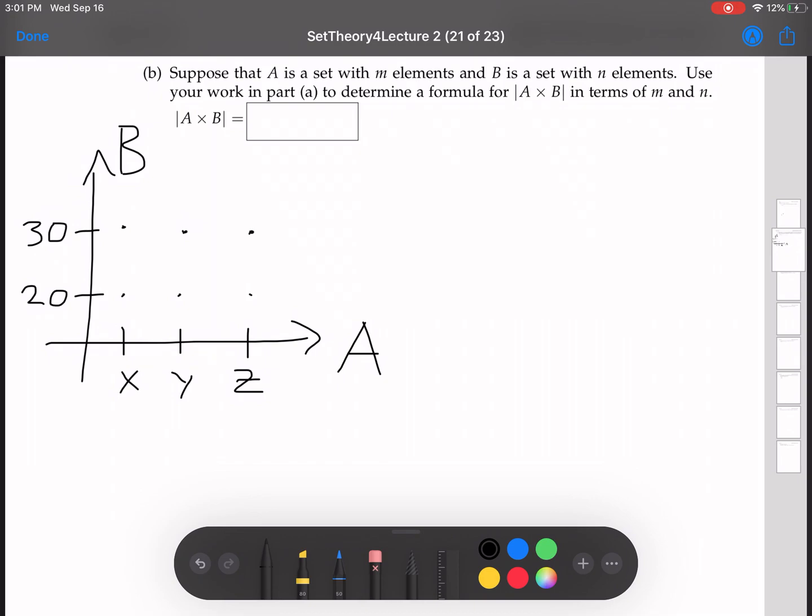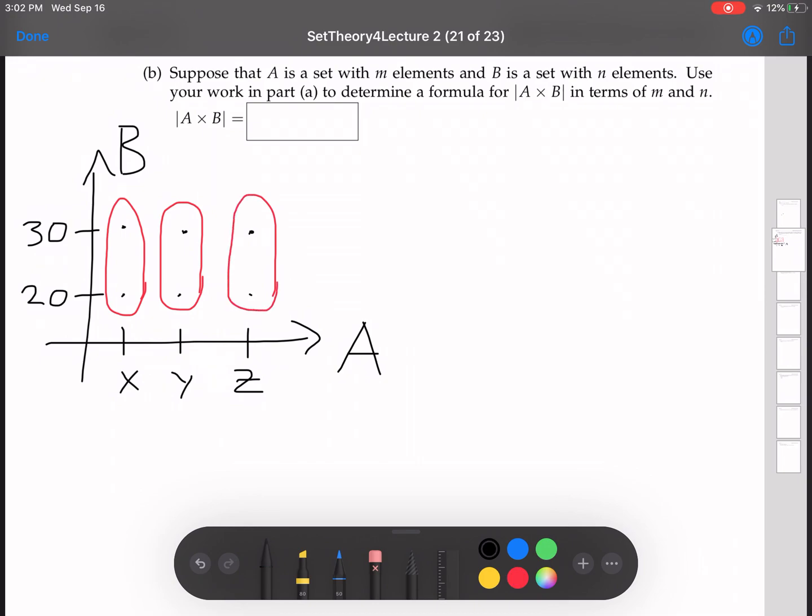And how many dots are there, right? You can just count them. 1, 2, 3, 4, 5, 6, right? But why is there 6? It's because for each element of a, each element of a is associated with 2 elements of b. Each element of y, so y is associated with 2 elements of b. Z is associated with 2 elements of b.